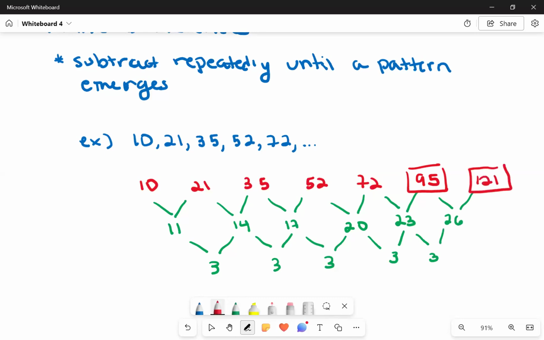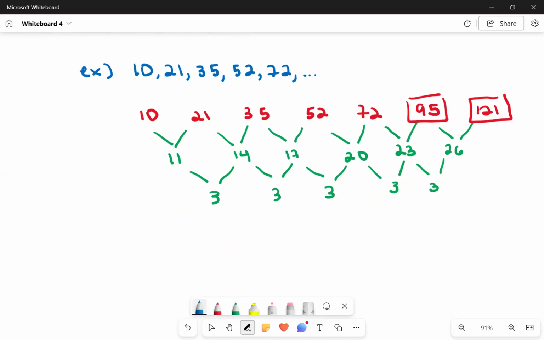Cool. Okay, so let's try it one more time. This time, maybe give it a shot yourself. Pause the video. See if you can do it. Okay: 2, 9, 22, 41, 66, 97, and so on. Use the finite differences to see if we finally get a pattern to emerge, and then find the next 2 numbers in this sequence.